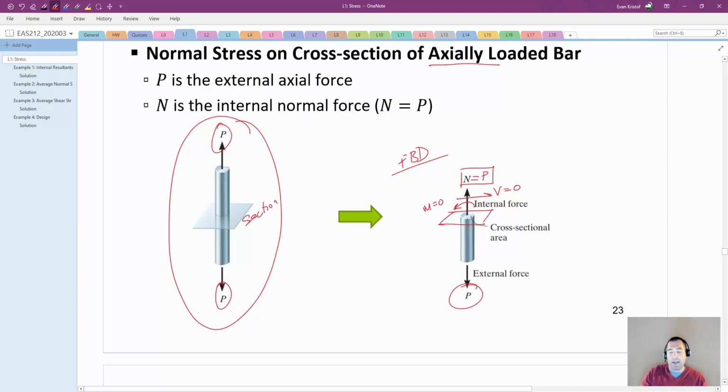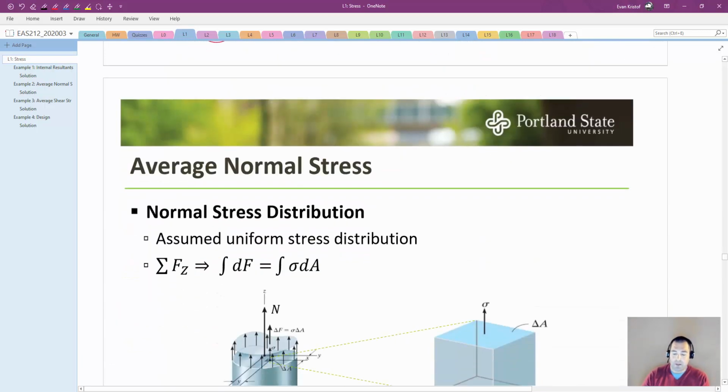But I could figure out that N equals P and that V equals 0 and M equals 0 just by drawing a free body diagram and then using statics, like the sum of the forces equals 0 and the sum of the moments equals 0. That would give me these conclusions right here. So for an axially loaded bar, the only internal resultant that we get is the normal force.